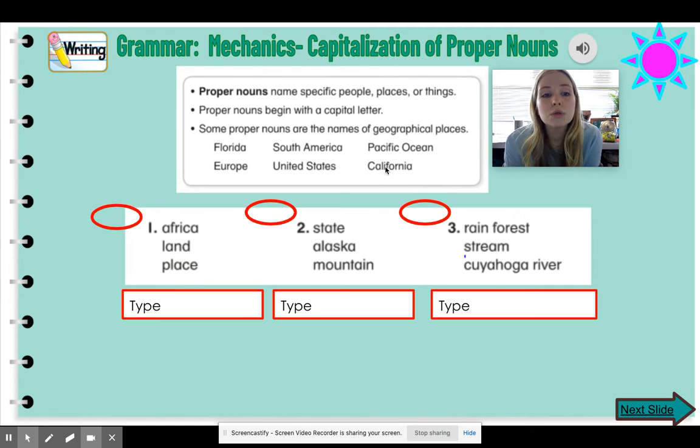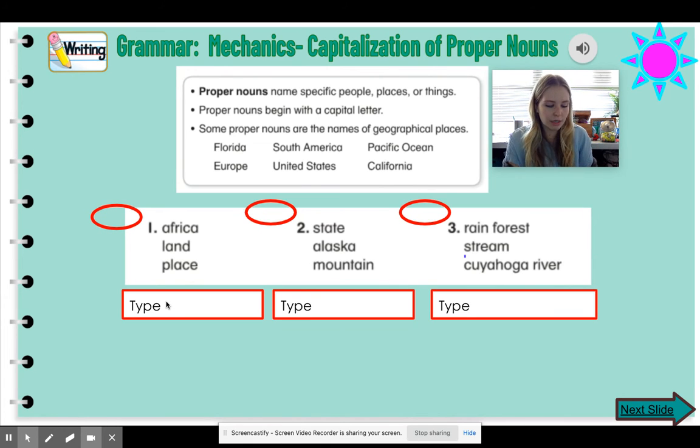So what you're going to do is read each word on each problem. There's only one proper noun. You're going to circle the proper noun, and then you're going to correctly type it in the box. Now, please listen. When you type it in the box, in order to get full points, it has to be capitalized because proper nouns are capital letters, right? So we don't want the whole thing in capital letters. That would be crazy.